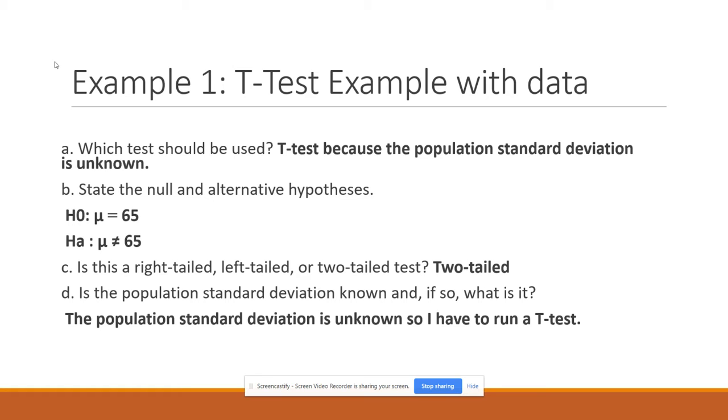State the null and the alternative hypothesis. So the instructor believed that the mean score was 65. Because "is" is the same thing as saying equal, I know that my null hypothesis is the mean equals 65. The alternative is that the mean does not equal 65. So is it a right-tailed, two-tailed, or left-tailed? It's a two-tailed, and the reason I know it's a two-tailed test is because the not equal sign is in the alternative. Is the population standard deviation known, and what is it? Again, the population standard deviation is unknown, so I run a t-test.